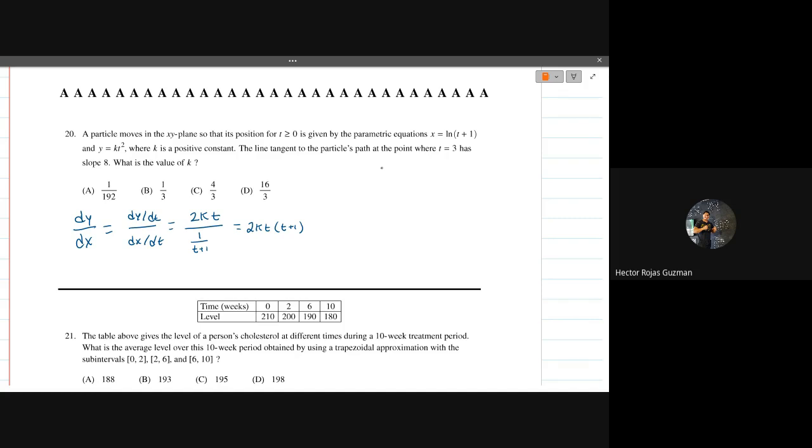Okay, I'm going to take this slope that I just got, and I'm going to make it equal to 8 because we were told that the slope is 8 at t is equal to 3. So 2k times 3 times 3 plus 1, which is 4. Okay, that's 6k is equal to 2 after you divide by 4. So k here is 1/3.